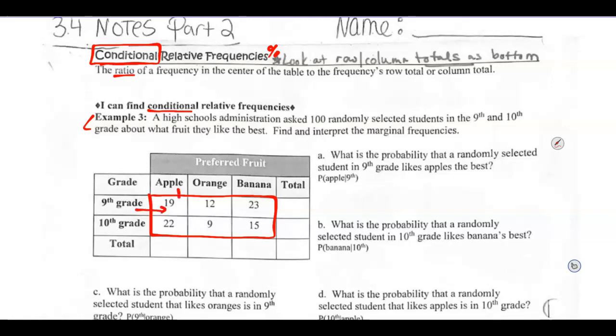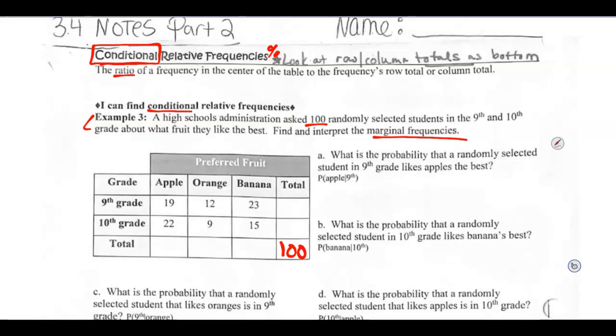This would be 9th graders that like apple juice. This would be 10th graders that like orange juice, and so on. So those are already filled in for us, and it just gave us another information piece. So 100 is our grand total. And then it says what we need to do is find and interpret our marginal frequencies. So that's the first part. It just means fill in the table.